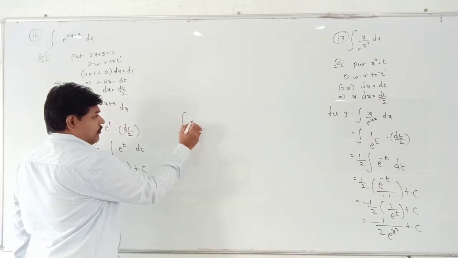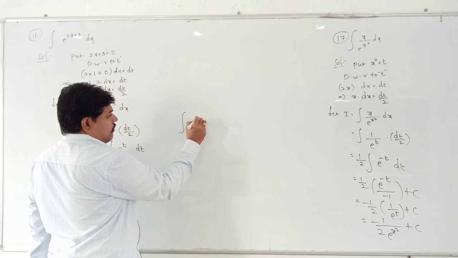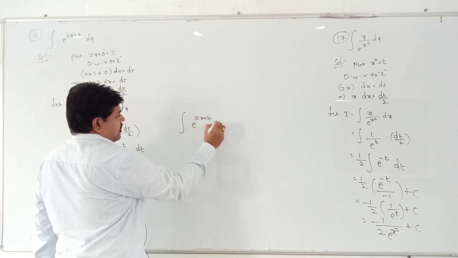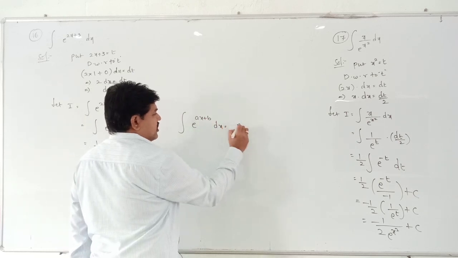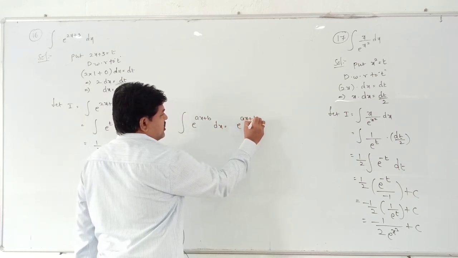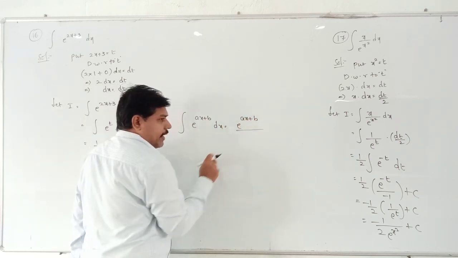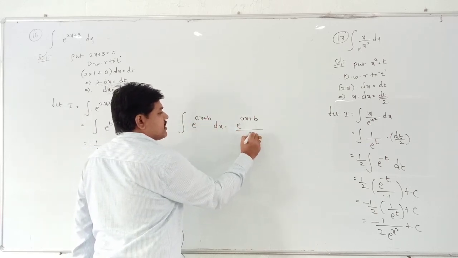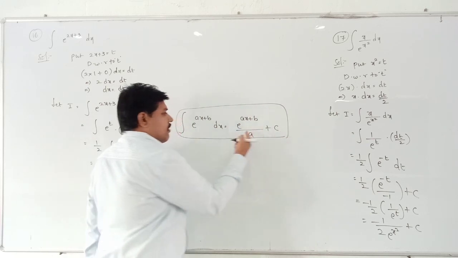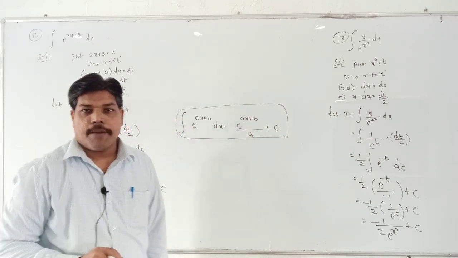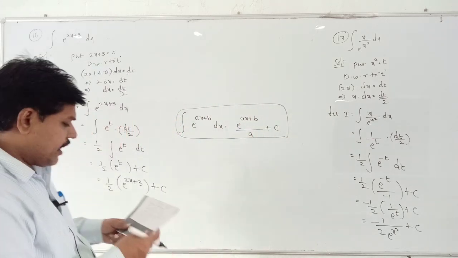Write down the formula. The integral of e power ax plus b into dx is equal to e power ax plus b divided by the derivative of ax plus b, which is a, plus c. This is the formula. So does anyone have a doubt? Write down that formula also. Okay, so see that one. See the next question.